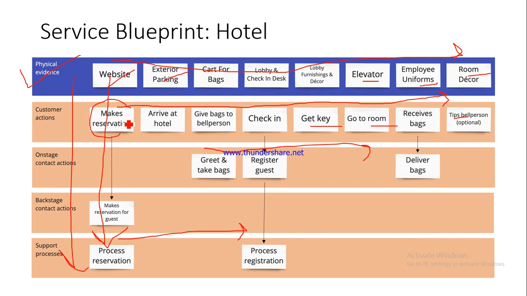Now to make a reservation, he'll go to the website, so that is why we have put it in here. And once he makes the reservation, there would be nothing done on stage, but backstage, the room would be booked for the particular customer, for the particular guest. The room would be blocked for that particular guest. So that is happening backstage, right? And then there would be some processes, that might be the IT arm of the hotel, which is taking care of the whole website and everything. So that would be an example of support process.